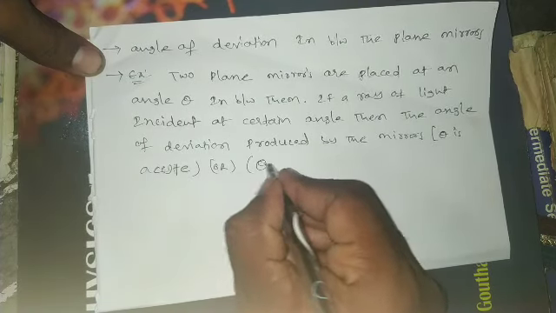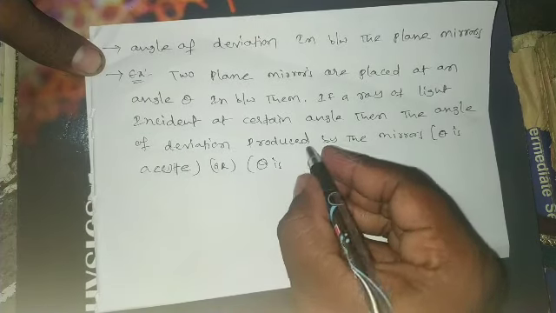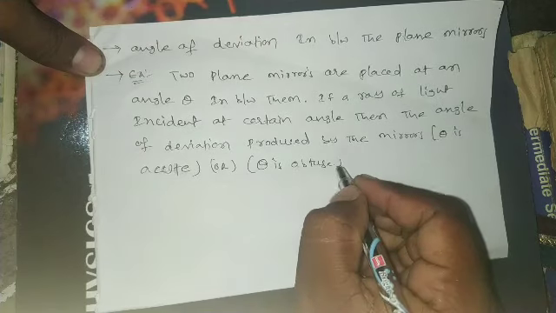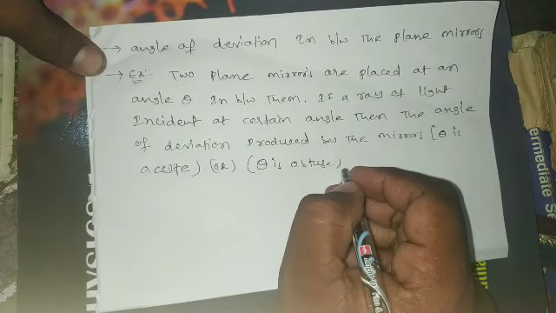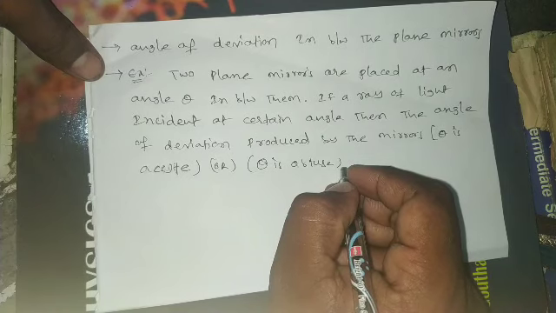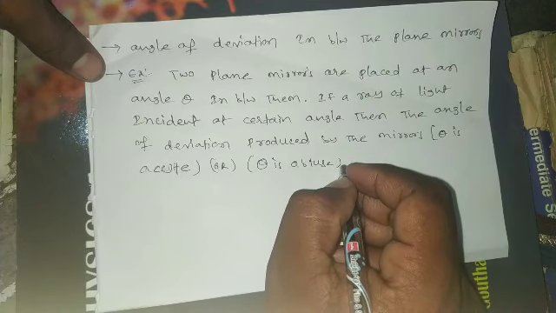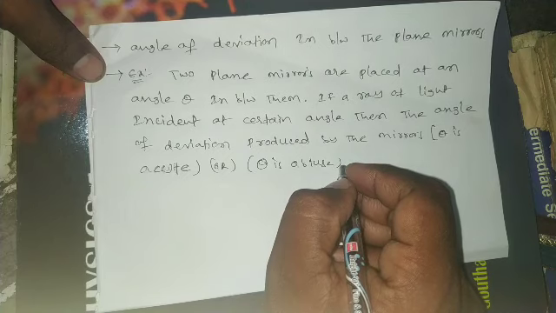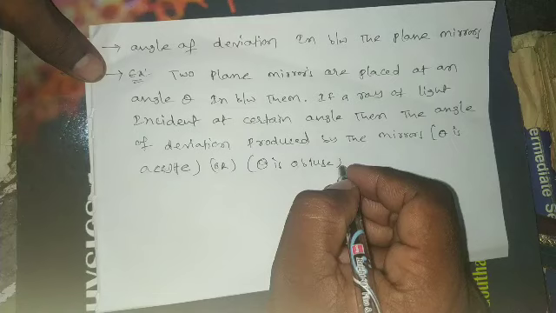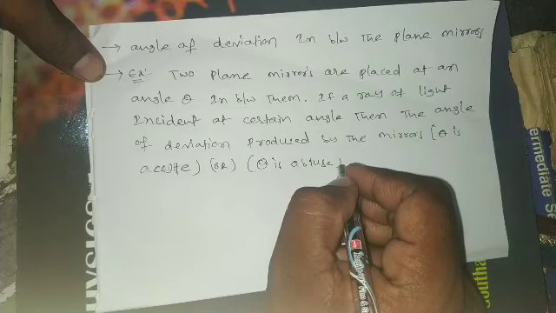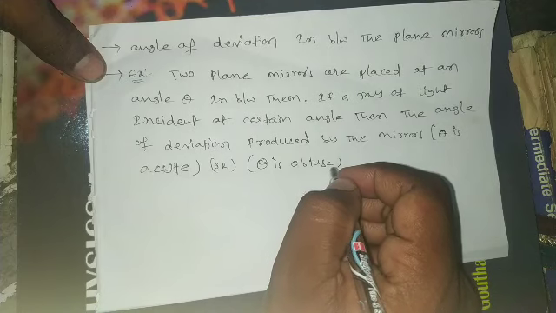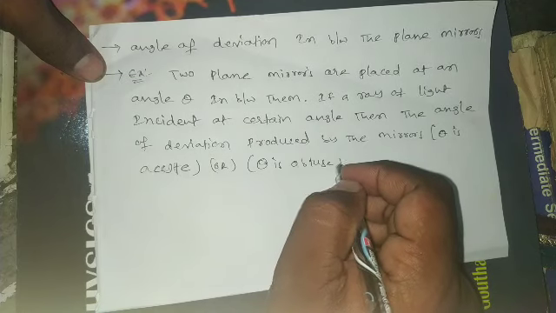Theta is acute or obtuse. We already know acute and obtuse in mathematics. What is the meaning of acute? The angle theta is less than 90 degrees. And what is the meaning of obtuse? The angle theta is above 90 degrees. So it is either acute or obtuse.